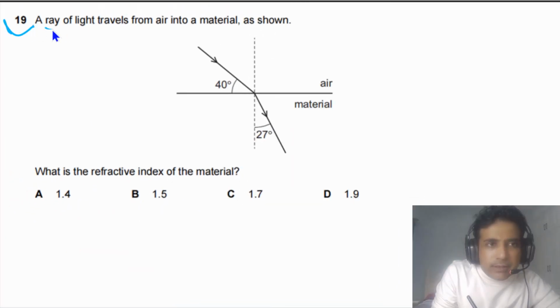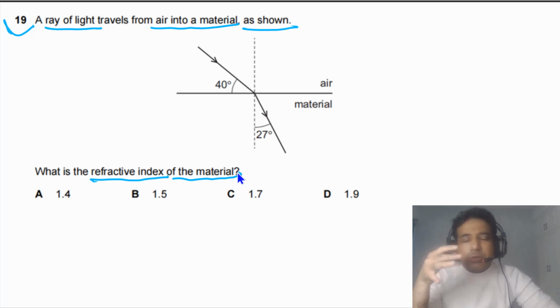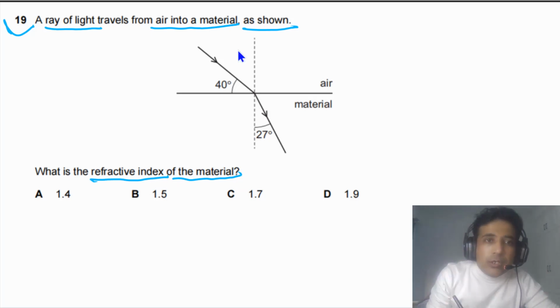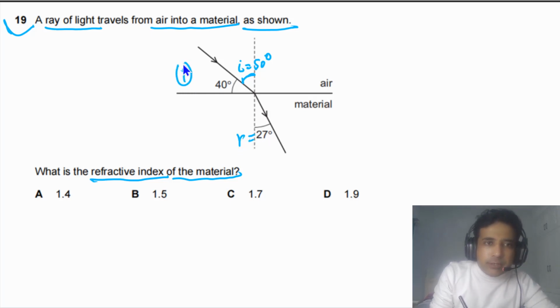Question number 19 says a ray of light travels from air into a material as shown in the figure. What is the refractive index of the material? So simply this question is about use of Snell's law. First of all, we need to find out the angle of incidence. In this case, angle of incidence is equal to 50 degrees, because this angle is 90, so 90 minus 40 is equal to 50 degrees. And this is the angle of refraction. So we can say this is medium 1 and this is the second medium.